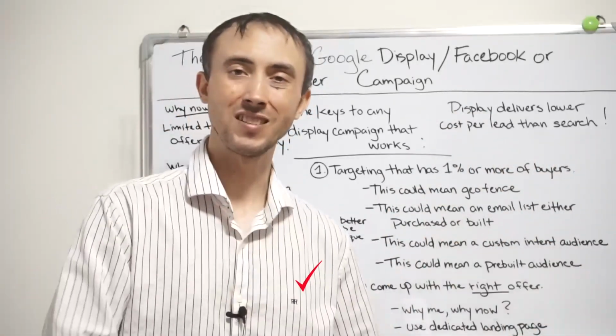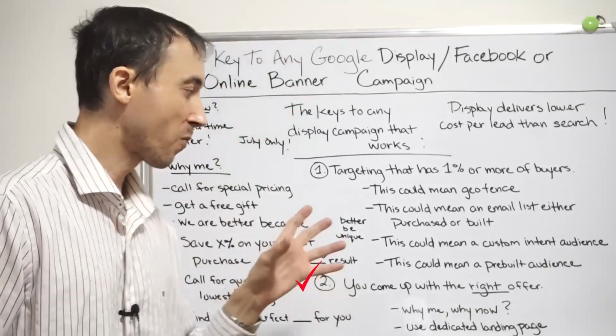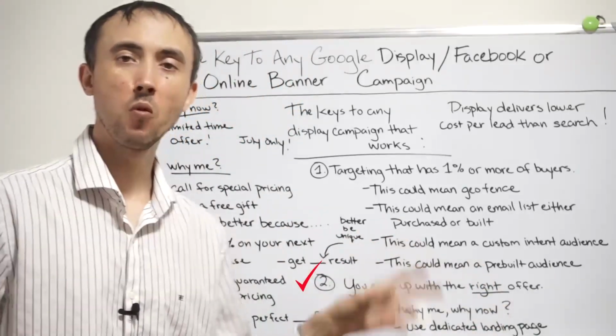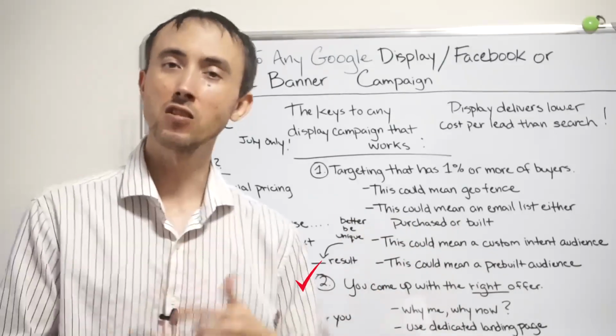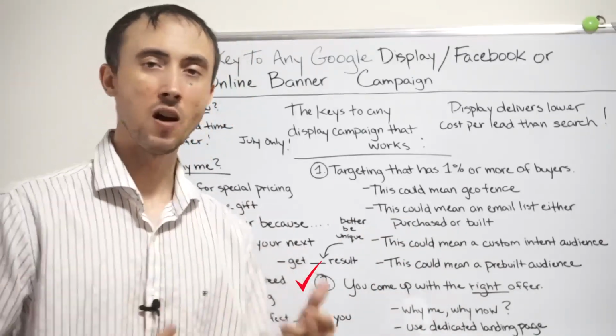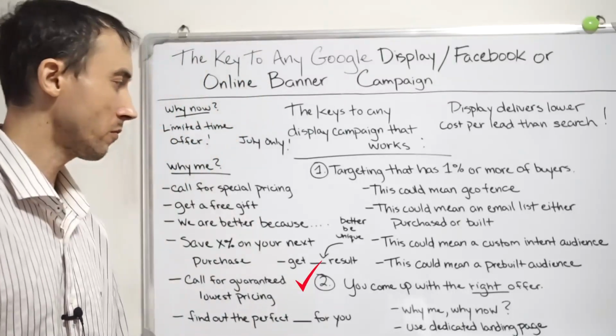You're competing for that person's attention. So you've got to answer the question, why them, why now, so that you're going to get the proper click-through rate on your ad and therefore get the proper ROI on your campaign to make money.